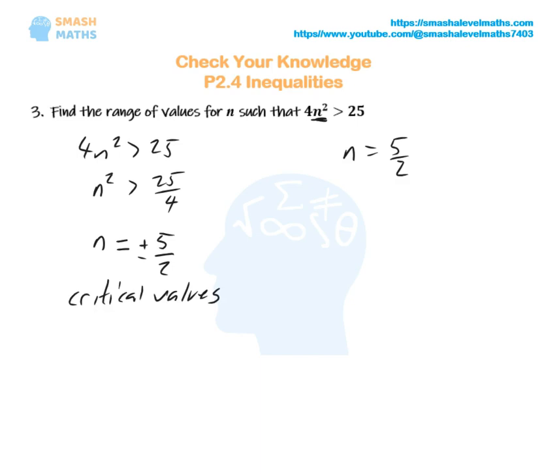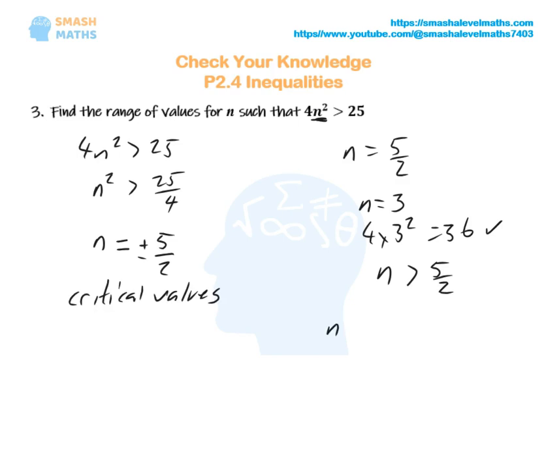So anything bigger than 5 over 2, for example, if I take n equals 3, and we do 4 times 3 squared, which is 4 times 9, that's 36. It's bigger than the 25. We want that. So we know we need values of n that are greater than 5 over 2. And any of those values will give me 4n squared bigger than 25.